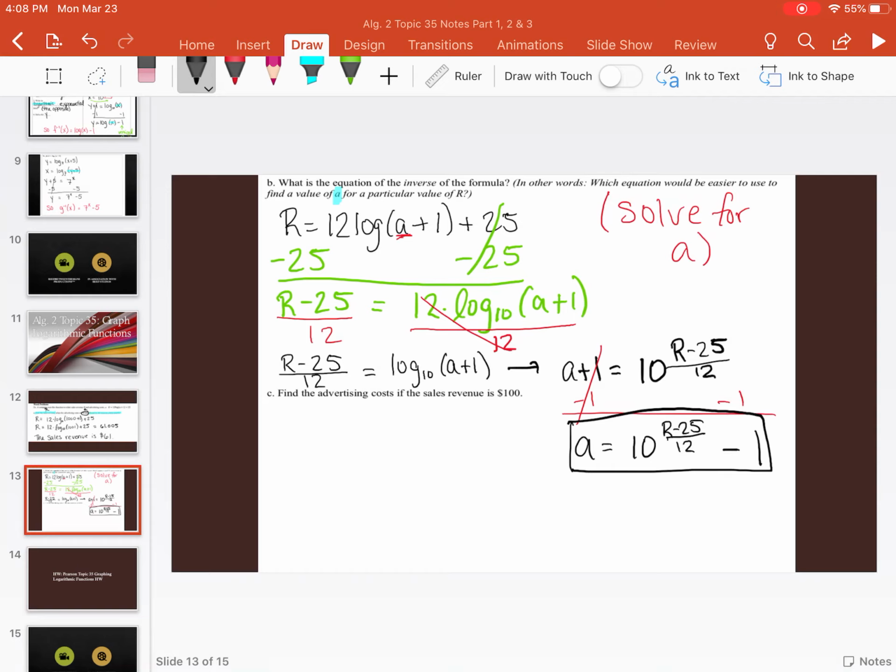Then, moving on to part C, if I want to find the advertising cost, that means I want to find a value for A if our sales revenue is $100. So I'm going to plug in 100 for R. So I will get A equals 10 to the 100 minus 25 divided by 12, minus 1. And in order to solve this, again, we can just head over to your calculator. I'm going to go to Desmos.